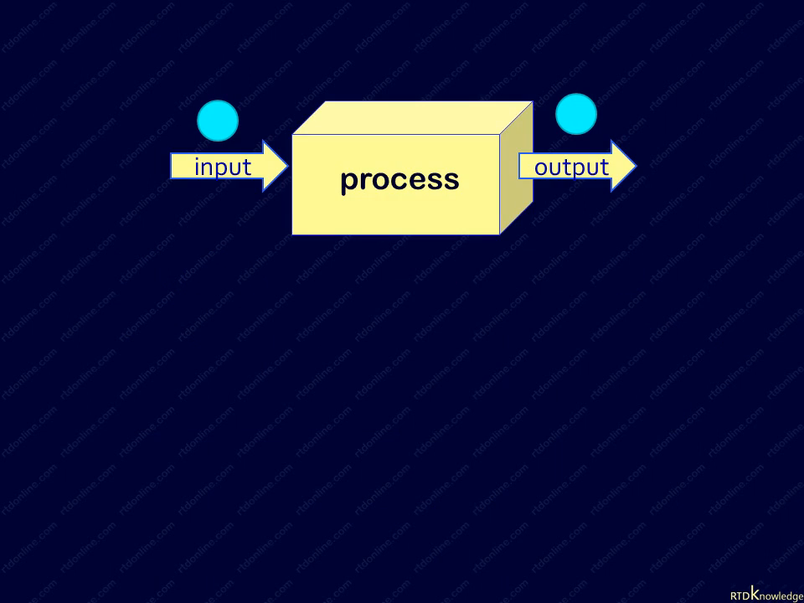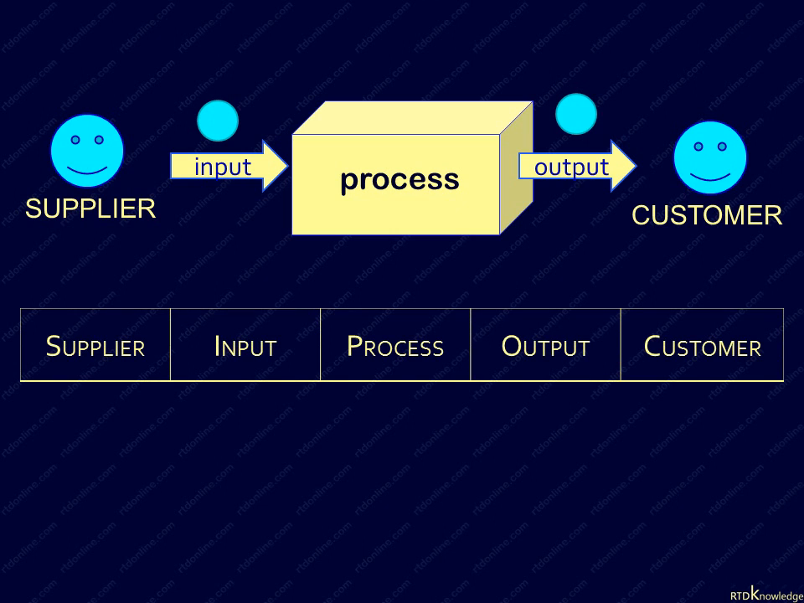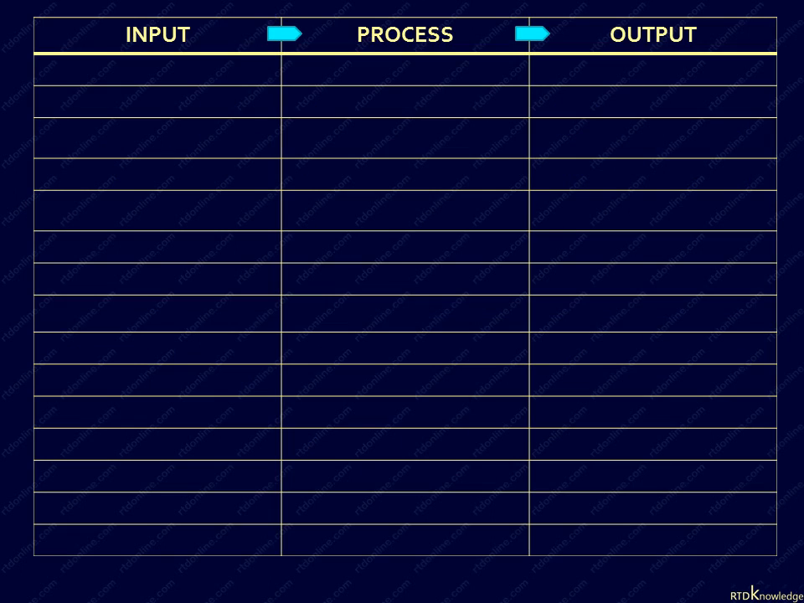If you identify the customer or user of the output and supplier of the input and add them to the operating system, you have constructed the CPOC diagram, which provides a more thorough understanding of the process. Let's now take a look at some examples of processes.